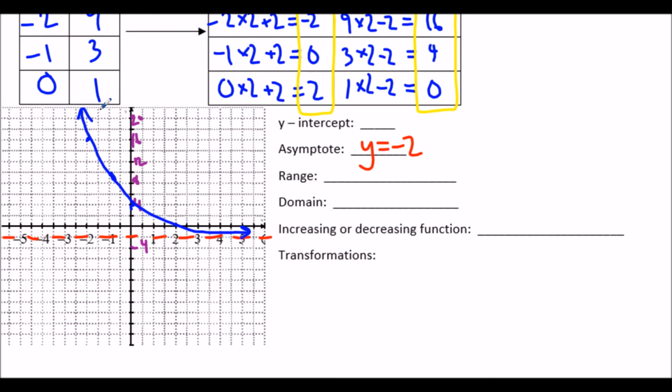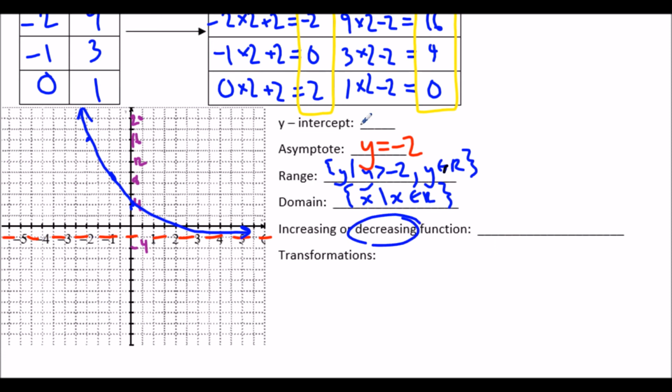All right, range. So my range here will be y such that y, since it's above the asymptote, is greater than -2. Domain: x such that x belongs to the reals. Increasing or decreasing? I go from left to right, the y value is getting smaller, so it's decreasing.